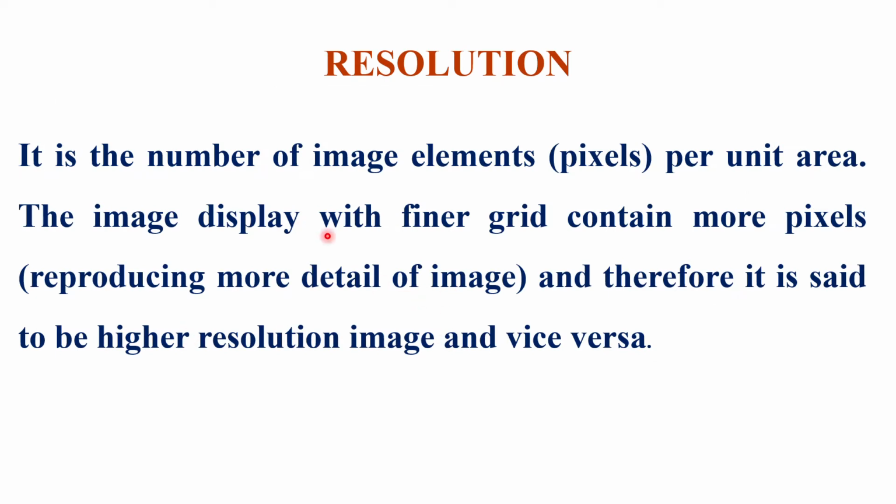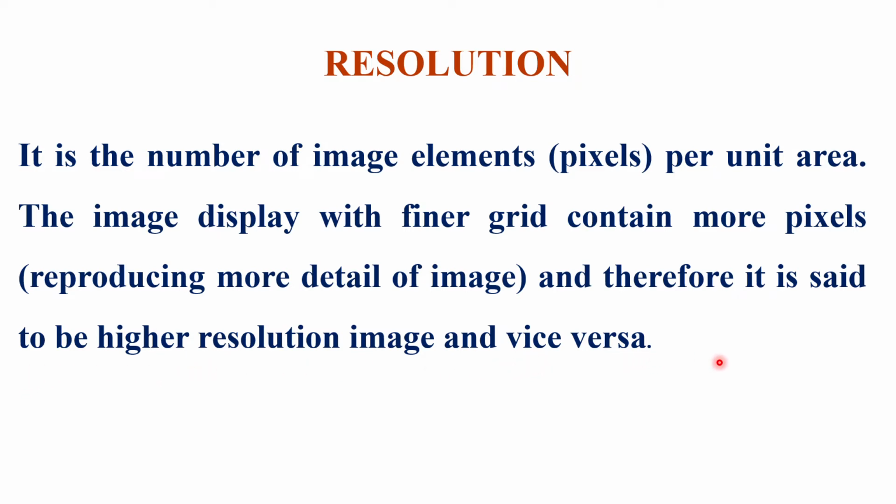Now to understand IP video, I must understand some basic concepts and definitions related to video. First is resolution. What do you mean by resolution? When you convert analog video into digital video, you sample, quantize, and encode, and all of that will be in the form of pixels. So the number of image elements, which we call pixels, per unit area is the resolution. An image displayed with a finer grid contains more pixels, reproducing more detail of the image, and therefore it is said to be a higher resolution image, and vice versa.